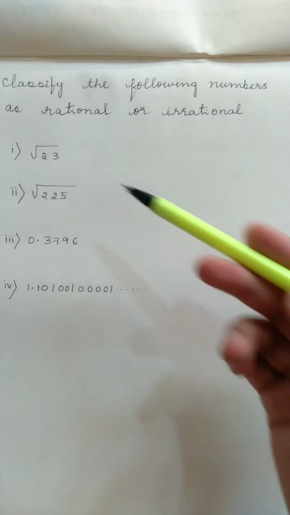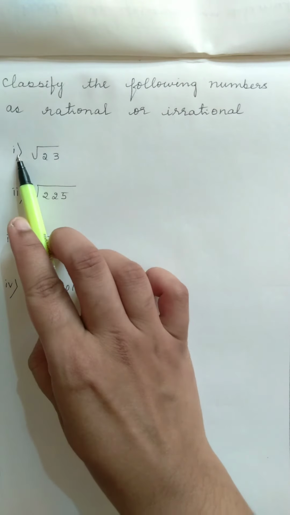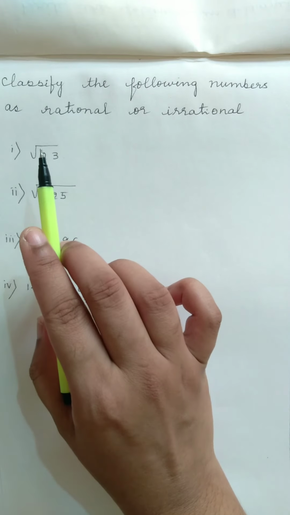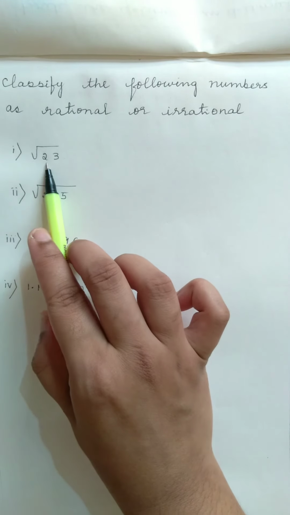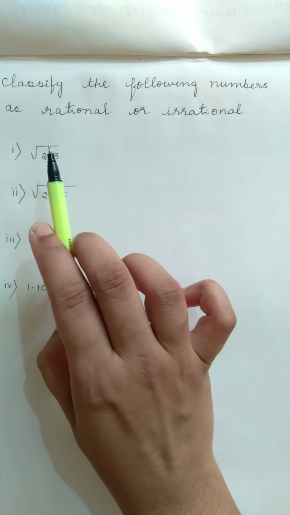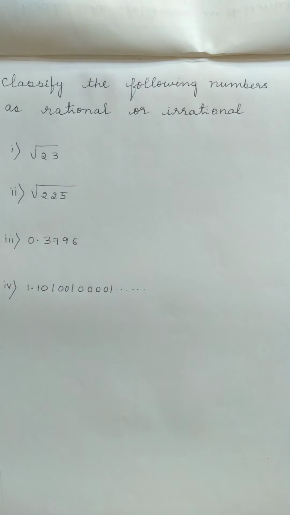Classify the following numbers as rational or irrational. Therefore, consider the first problem. We have root 23. So, this root 23 will be irrational because it is non-terminating, non-recurring. Therefore, root 23 is irrational.